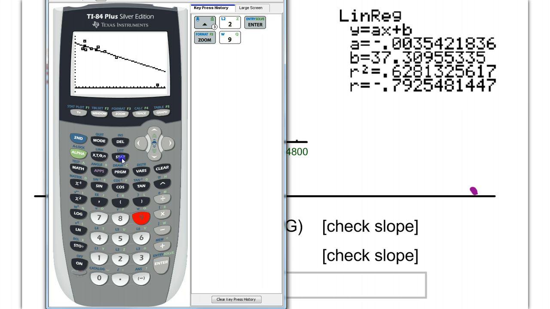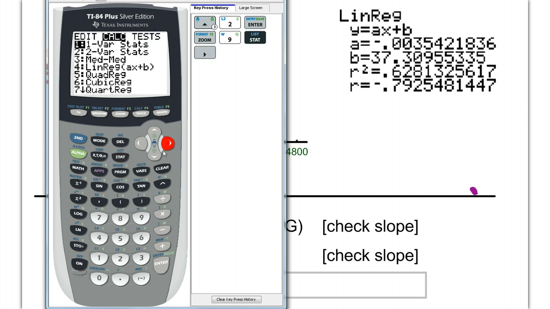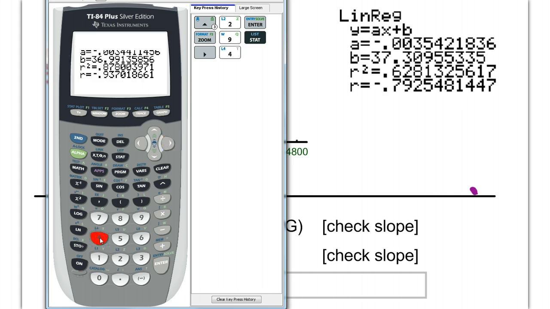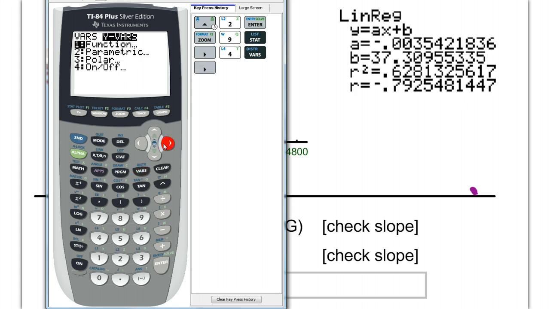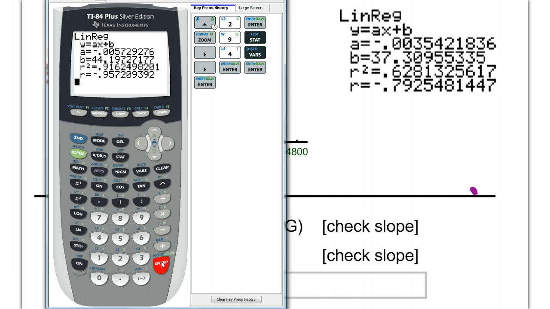Let's go to Stat. Let's go to Calc. Let's go down to LinReg number 4. And this time I actually do want to recalculate the line of best fit. I'm curious to see if it's changed. So I will go to vars, yvars. The first one, function, enter, y1, enter, and then enter a third time here. You can see that compared to what I had before I had an a value, a slope of negative 0.003 something. Now I have a slope of negative 0.005 something.